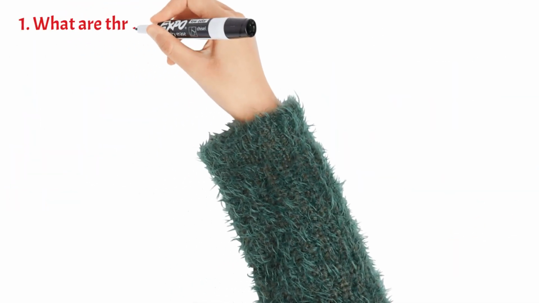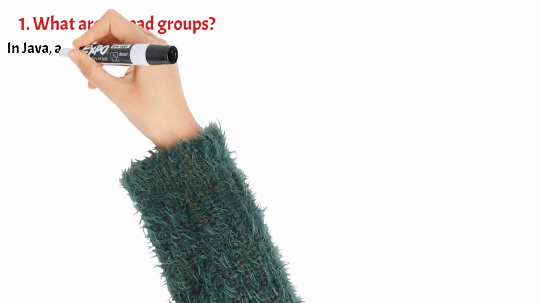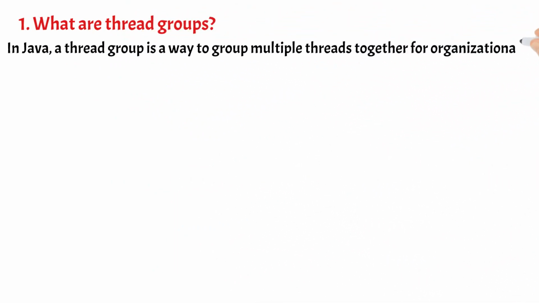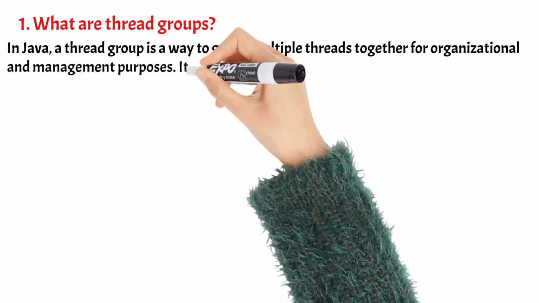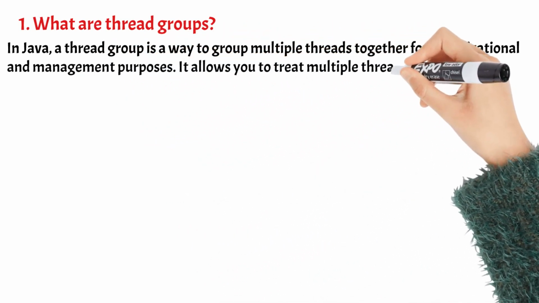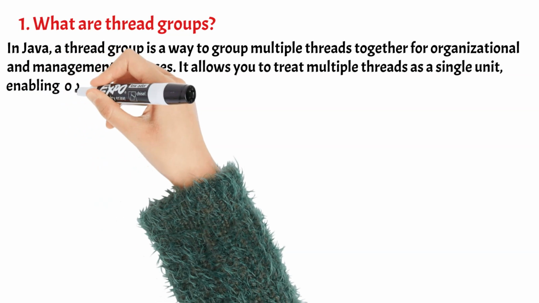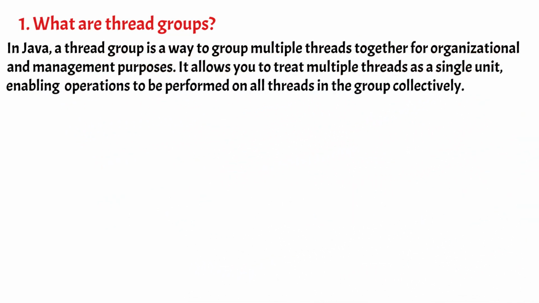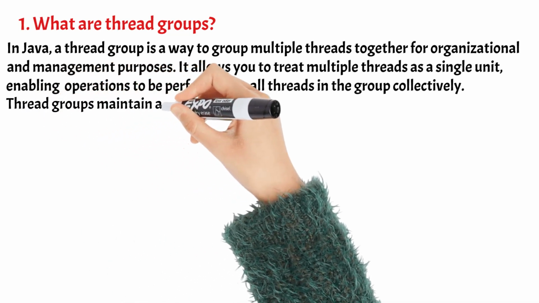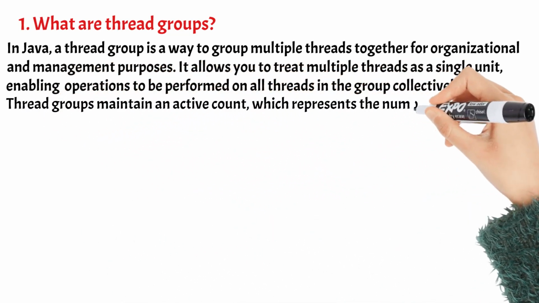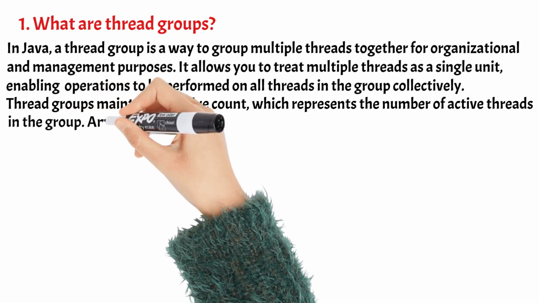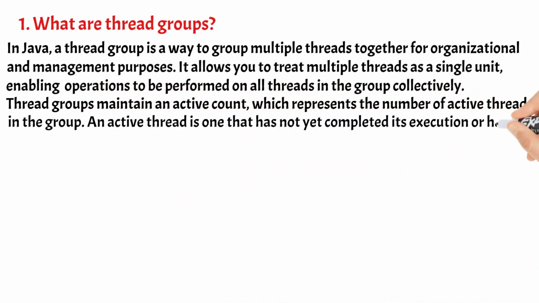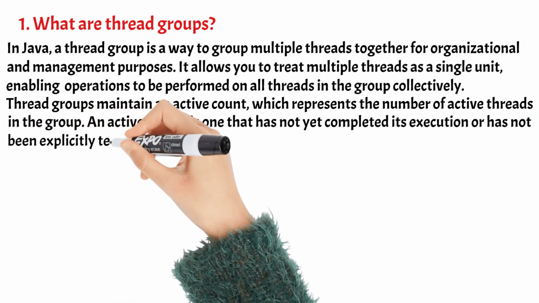1. What are thread groups? In Java, a thread group is a way to group multiple threads together for organizational and management purposes. It allows you to treat multiple threads as a single unit, enabling operations to be performed on all threads in the group collectively. Thread groups maintain an active count, which represents the number of active threads in the group. An active thread is one that has not yet completed its execution or has not been explicitly terminated.